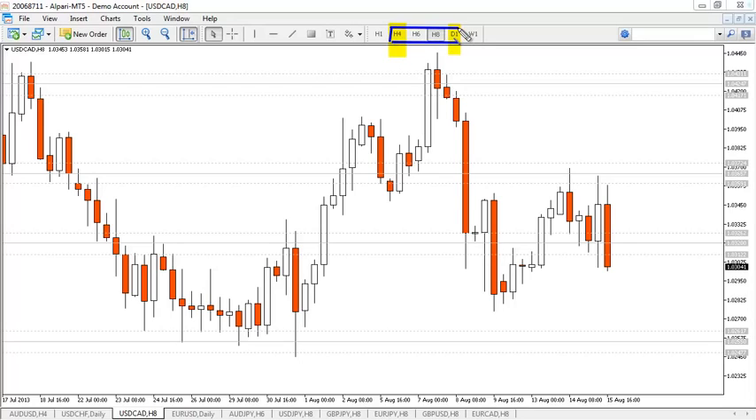So I use the same support resistance for all these time frames, and I draw them on the 8-hour, but you can draw them on the 4-hour if you want. You can draw them on the daily if you want. Doesn't really matter.